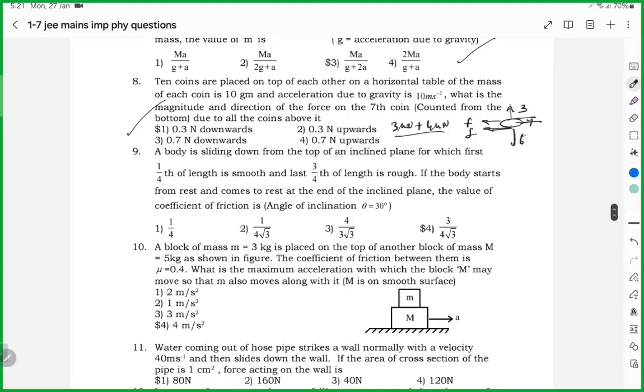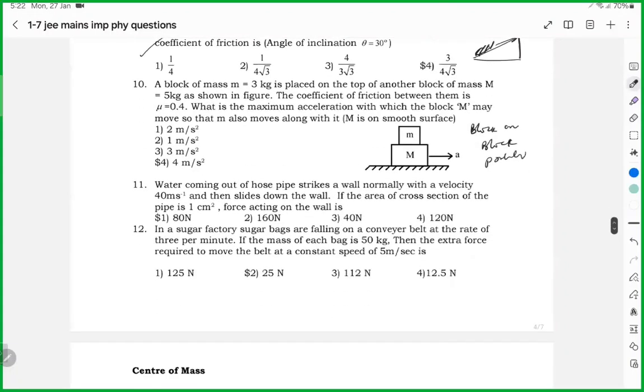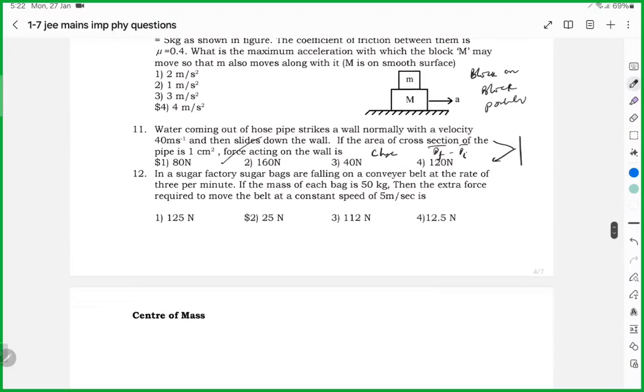And here also, three-fourth of the length is rough. This is another problem which he did. Some part is plain, some part is rough. So based on that, what is the coefficient of friction? Here it is a block on block problem. This is also not covered. So please go through this. There's a possibility of asking this question. Here, force acting, this is based on change in momentum. Final momentum minus initial momentum gives you the force acting on it. So this is based on variable mass.